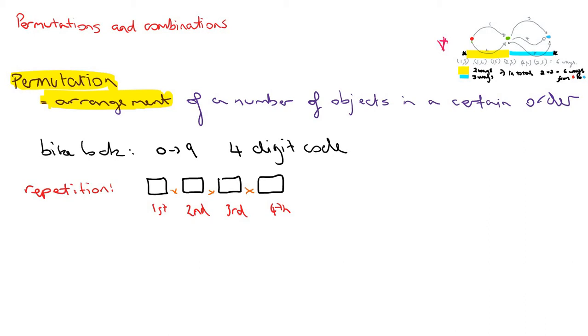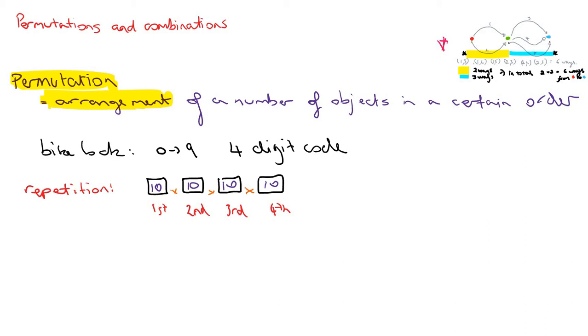In the first position, we're allowed to use the numbers 0 through to 9. And in this case, we're allowed to use a number on more than one occasion. So if there's 0 to 9, that's 10 numbers. In the first position I've got 10 options to choose from. In the second position, because repetition is allowed, I also have 10 options, 10 options again in the third, and 10 options again in the fourth.